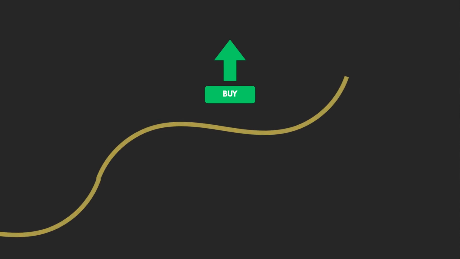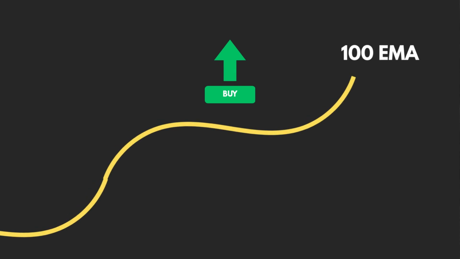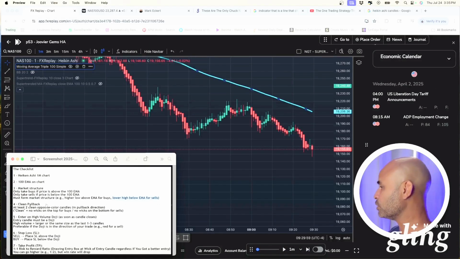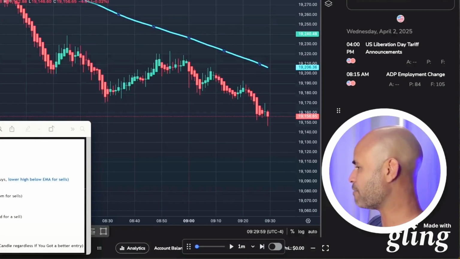Only take buys if price is above the 100 EMA. Only take sells if price is below the 100 EMA. Must form market structure. Higher low above EMA for buys, lower high below for sells. Number 4, clean pullback, at least 2 clean opposite color candles. 5, enter on a high volume doji as soon as the candle closes.